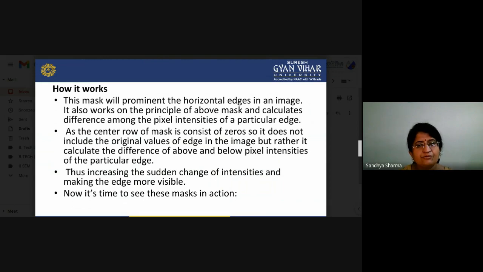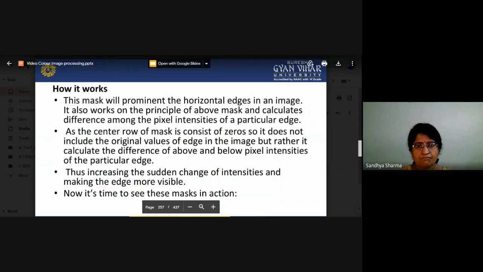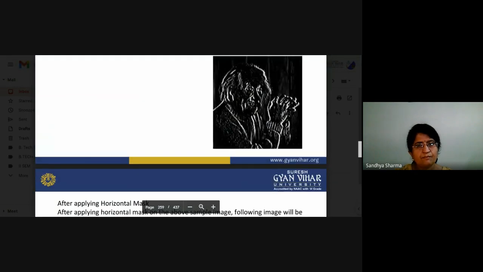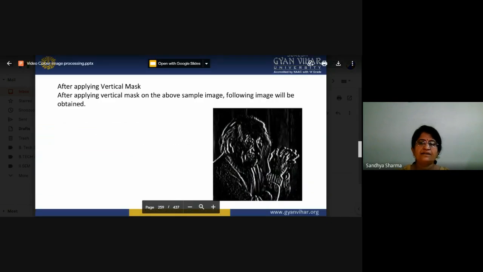So now it's time to see these masks in action. So we have to work out how it will be worked out. This is your original image, and now you have to apply the vertical mask. After applying the vertical mask on the above sample image, the following image will be obtained. And again, after applying the horizontal mask, we will receive the following picture.